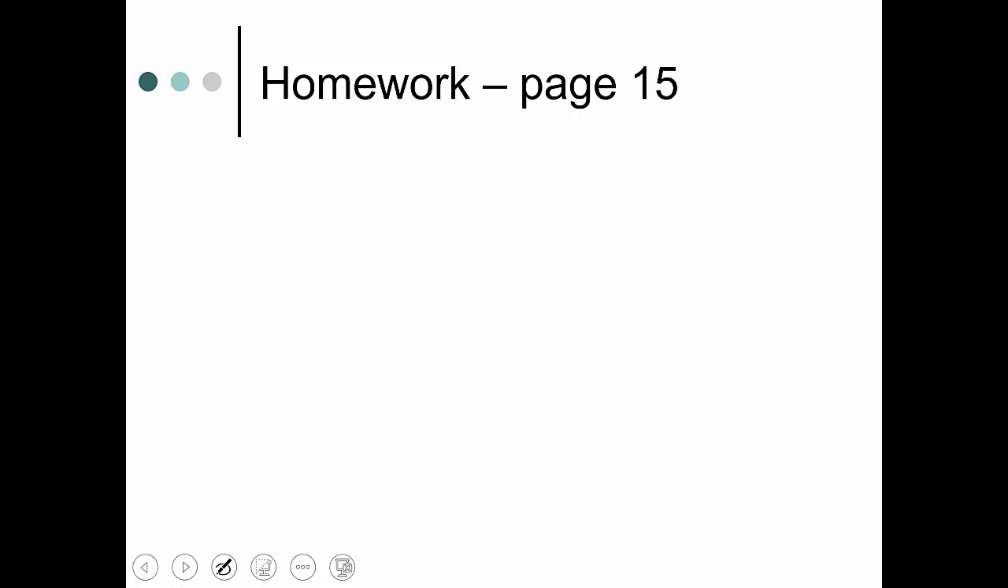So your homework is page 15 if you are in Mrs. Hammer's class in the year 2016. If you are not in Mrs. Hammer's class in the year 2016, you should check with your teacher because it might be something different.